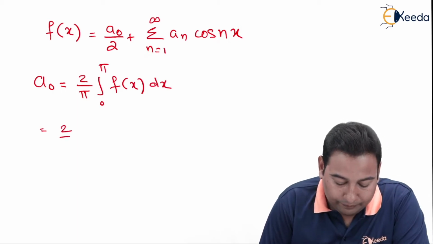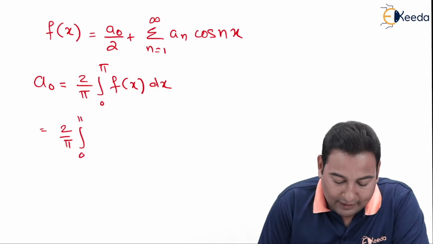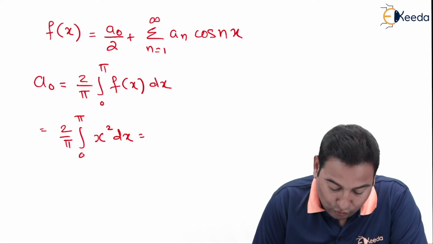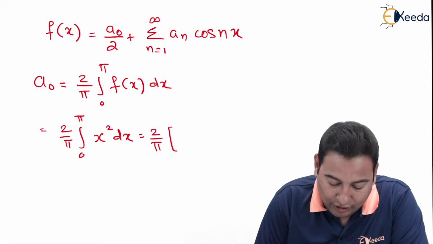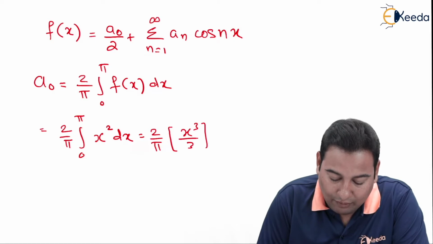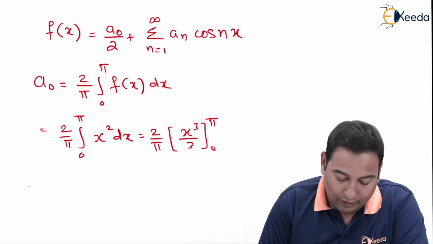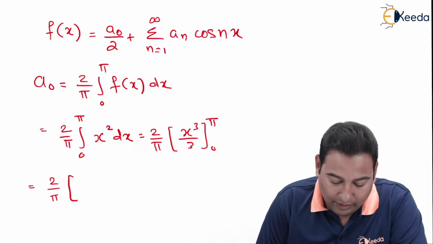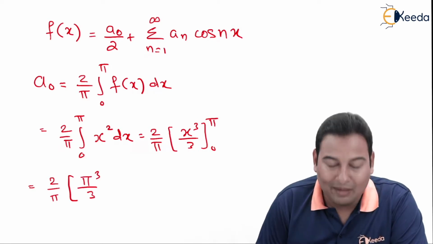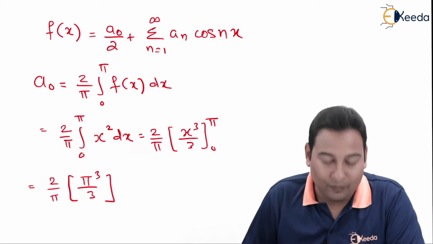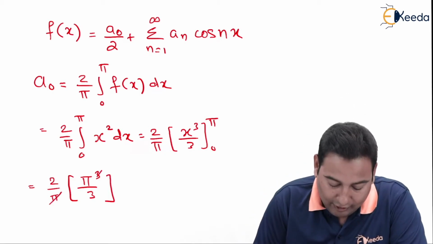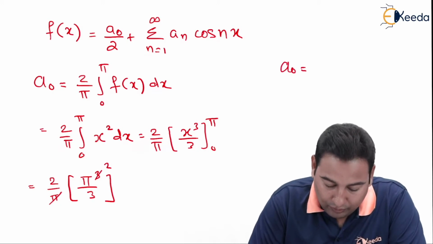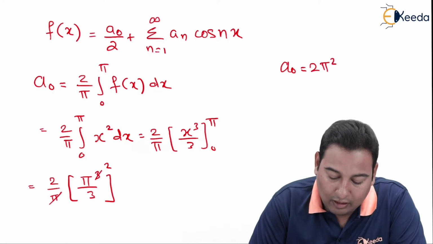In the problem, f of x is x square. Let's integrate. This is 2 upon pi, x square integration is x cube by 3 and the limits are from 0 to pi. Upper limit minus lower limit. If you substitute the upper limit, we'll get pi cube upon 3. For the lower limit 0, the answer is 0. This will be cancelled and the final answer of a0 is 2 pi square upon 3.